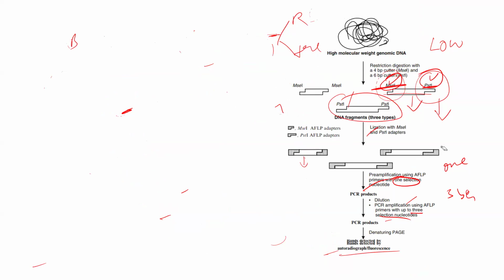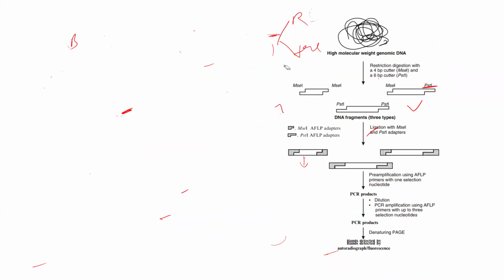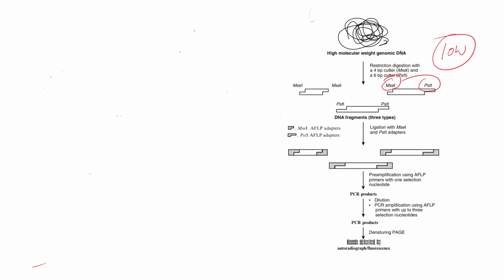Sir, I understood the second step of that reduction. But as you told, the probability of getting a fragment with both restriction sites is rare or less. How would you select that fragment in the first step of dimensionality reduction?